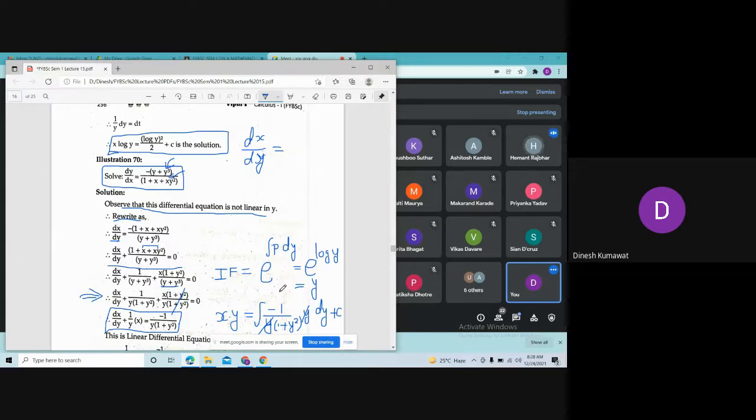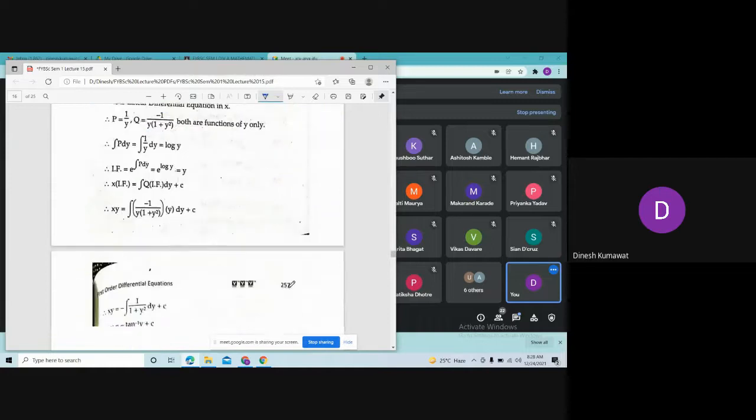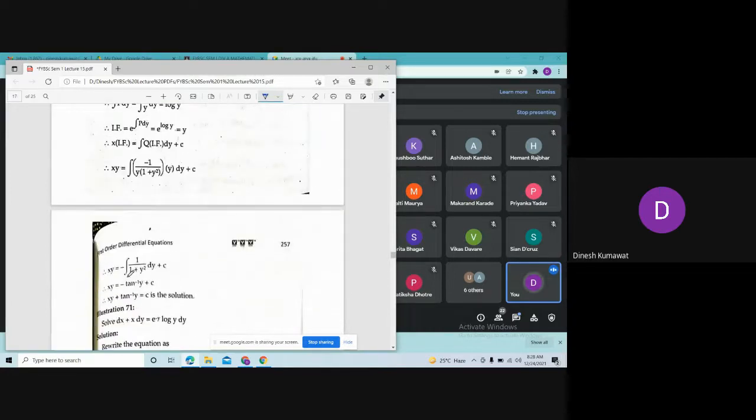Sir, tan inverse y. Exactly, tan inverse y. So this is minus tan inverse y plus c. Now you take this negative sign on the left hand side, so it becomes positive. So we are having xy plus tan inverse y is equal to c, which is the required solution. Is this clear to everyone?